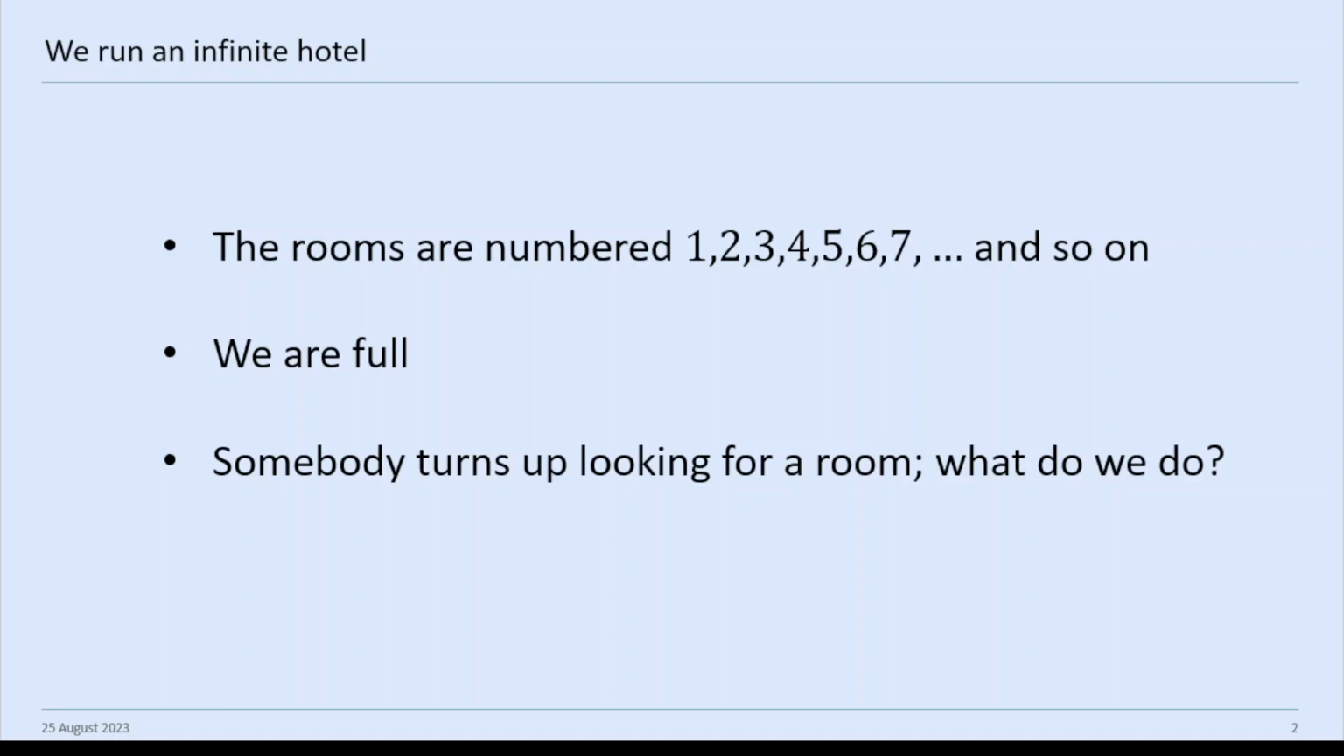So we run an infinite hotel. The rooms in this hotel are numbered 1, 2, 3, 4, 5, 6, 7, 8, off to infinity. We are full. Every room is full. Somebody turns up looking for a room. What do we do? Well, the answer is that we put the person in room 1 in room 2, the person in room 2 in room 3, the person in room 3 in room 4, and so on. We move them all up 1, which leaves room 1 free, so our new visitor can live in room 1.